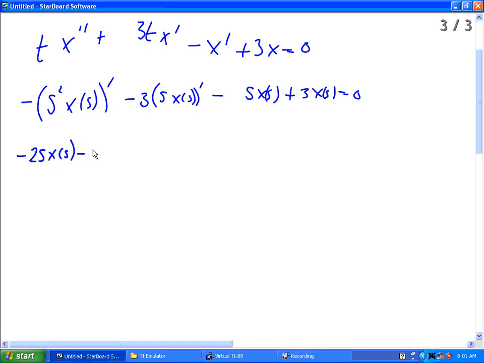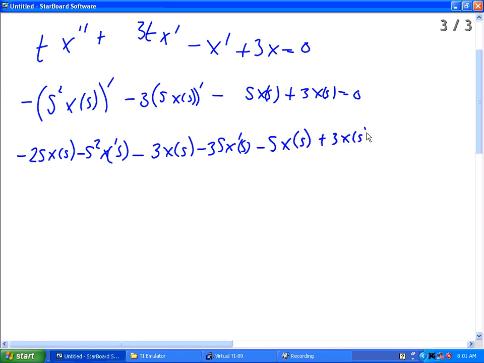This is a product rule. Same thing here. So, if you pull out all of the x primes, these two here, you're going to get s squared minus 3s, or plus 3s rather. Take a negative out.